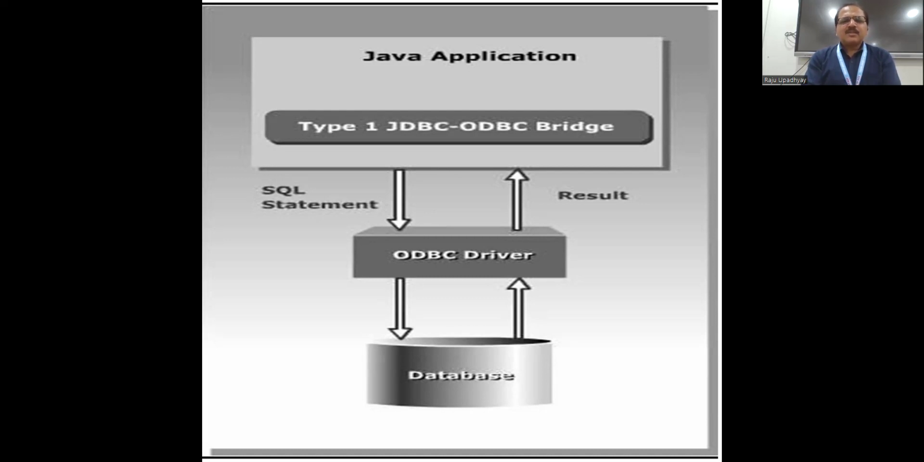The database executes it and returns the response to the ODBC driver. Further, the ODBC driver translates it into the form of a Java object, which is given back to the JDBC ODBC bridge driver, and through that it goes to the Java application, and the Java application utilizes the data retrieved from the database server. So that's all for this particular type 1 driver.